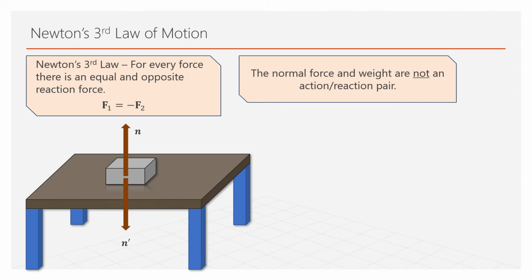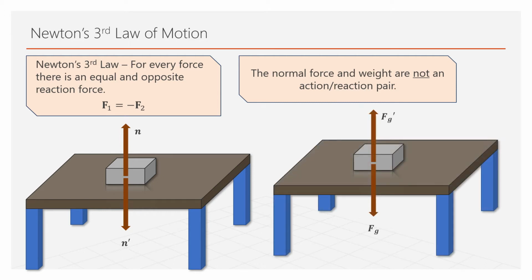Here is one action-reaction force pair. The block is on a table. Because it cannot pass through it, the table provides a normal force to keep it on top. However, the block is also pushing downward on the table. That is a reaction force. It is also a type of normal force, but is going in the opposite direction, and we just give it the symbol N prime.